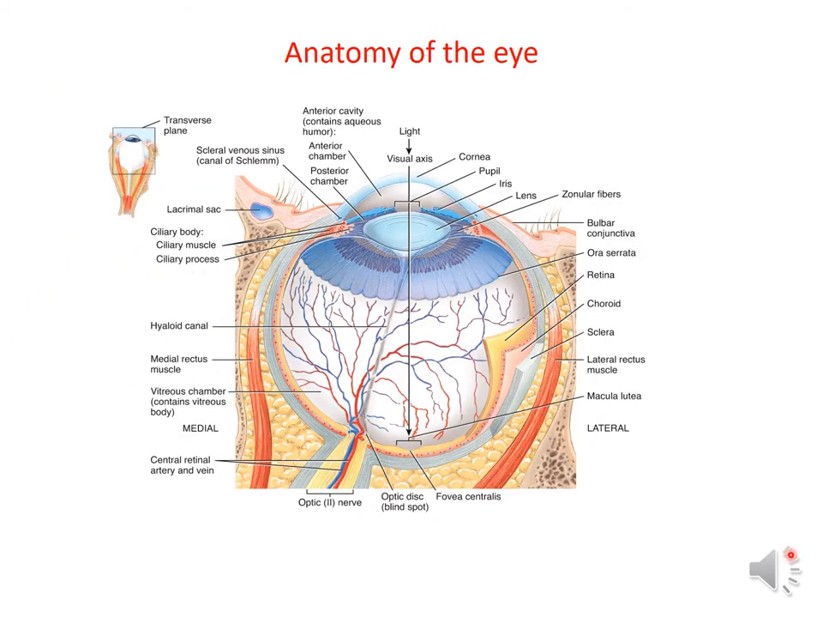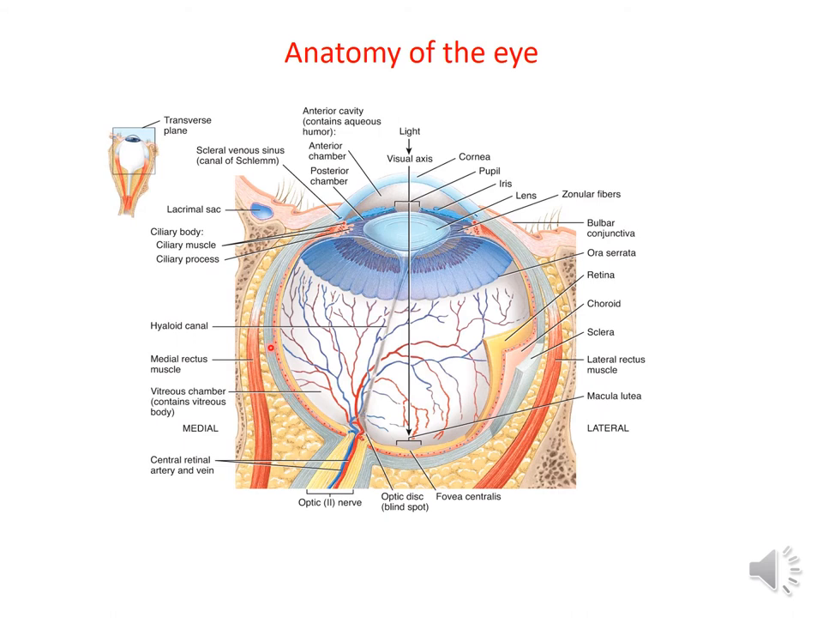Anatomy of the eye. If we look to the eyeball, the eyeball is formed from three layers: outer fibrous layer, middle vascular layer, inner nervous layer. Outer fibrous layer formed of sclera and cornea. Sclera is opaque, cornea is transparent.